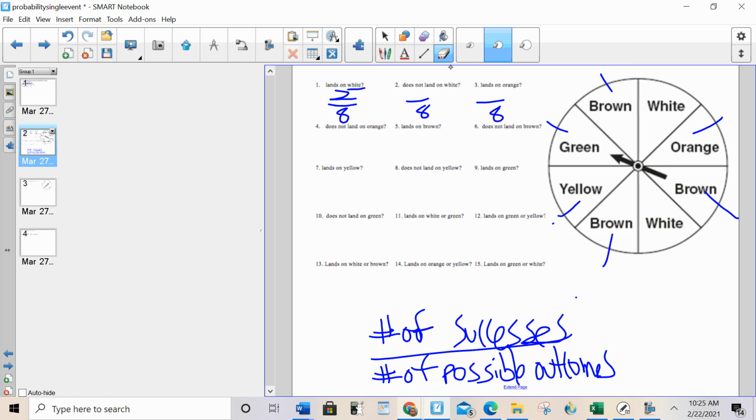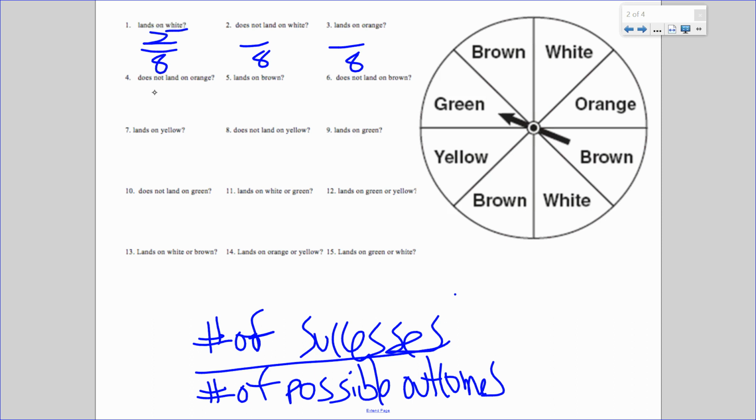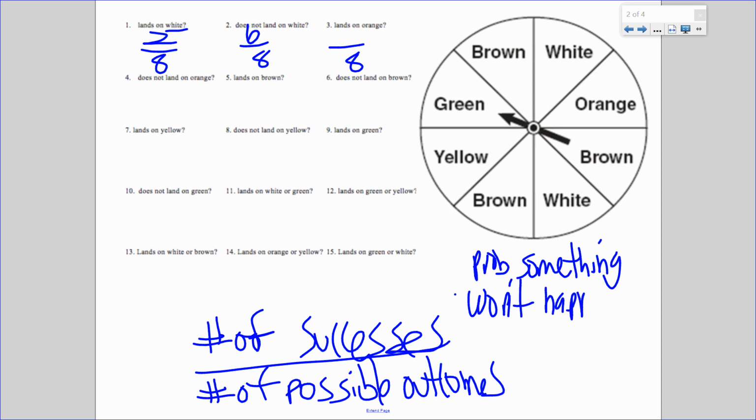The other way to do it, and an important concept here, is that the probability that something won't happen is 1 minus the probability that it will. So if 2 times out of 8 it does happen, I can subtract 2 from 8 to get 6 that it will not. So basically, the probability something won't happen is 1 minus the probability it will.